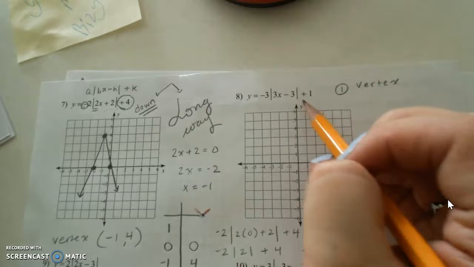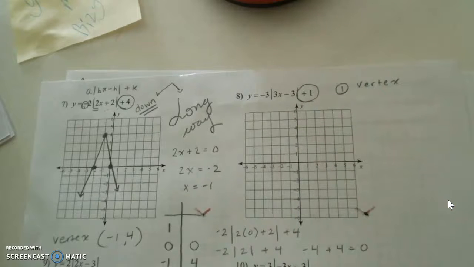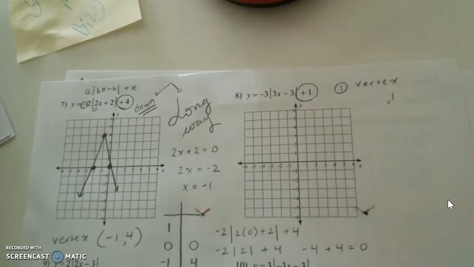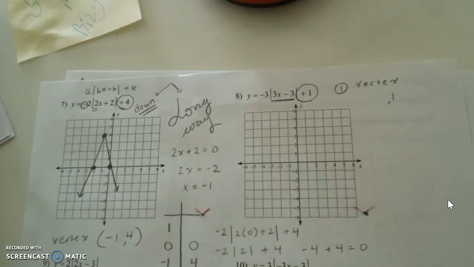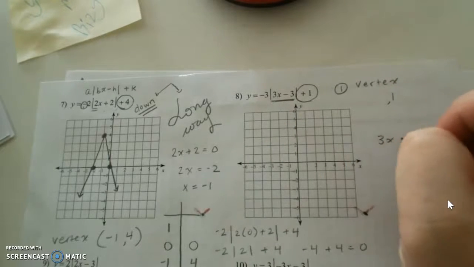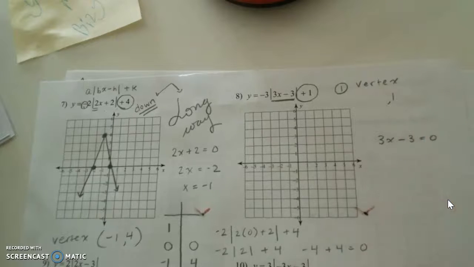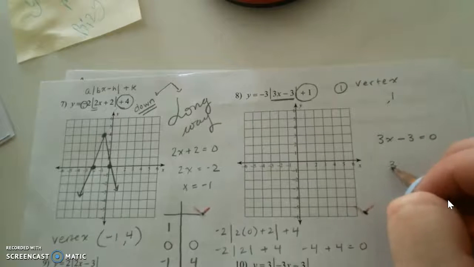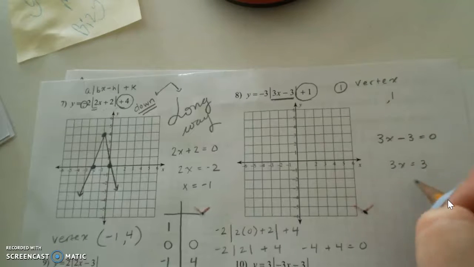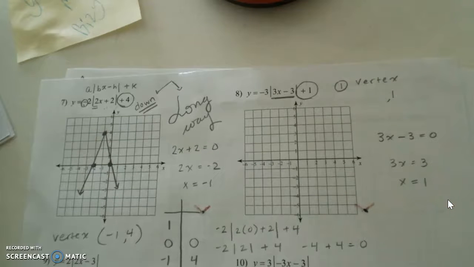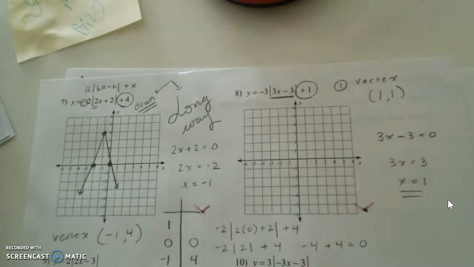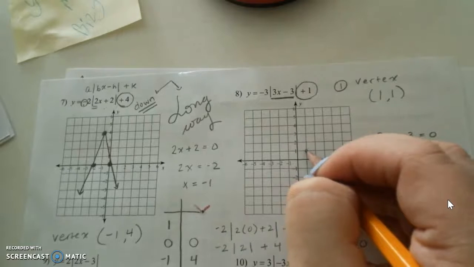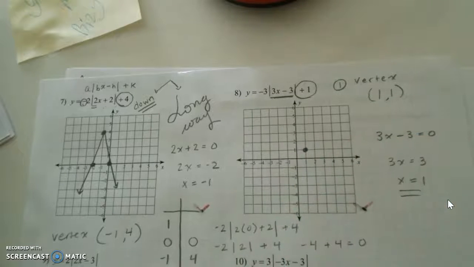Okay, I know that the y value is whatever's hanging off the end. So I know that my y is 1. To find my x value, I'm going to set whatever's in my absolute value signs equal to 0. I'm going to add my 3. I'm going to divide by 3. So I know that the x value of my vertex is 1. So at 1, 1, I'm going to put a point. That's my vertex.